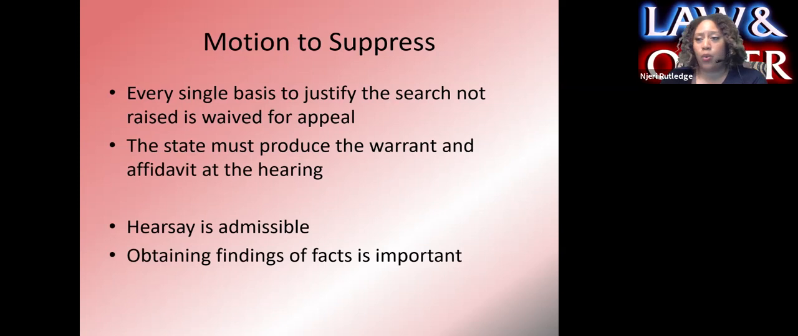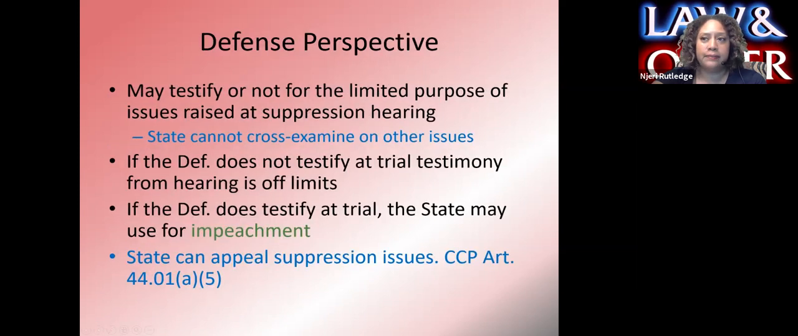The state has to produce the warrant and affidavit. I told you that. Hearsay is admissible in a motion to suppress. Obtaining findings of fact and conclusions of law is important. Oftentimes, the judge will just turn to me as the state and say, will you draft the proposed findings of fact and conclusions of law? It's a pleasure to do that because hopefully I can draft it in a way that's favorable to the state. But if you're the defense, you want to have something ready as well, because the judge is probably very busy and is not going to do it. They're going to count on the parties.